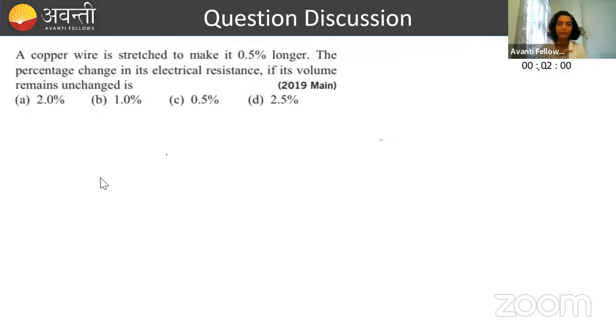Okay, Gandhinagar, Ashwini. What you have to do here in the question, there is a copper wire and that is stretched to make it 0.5% longer. Then the percentage change in its electrical resistance will be what? So initially it was of length L. Now its length is 0.5% longer. What will be the percentage change? That is the question. What will be the percentage change in its resistance? That you have to tell me.